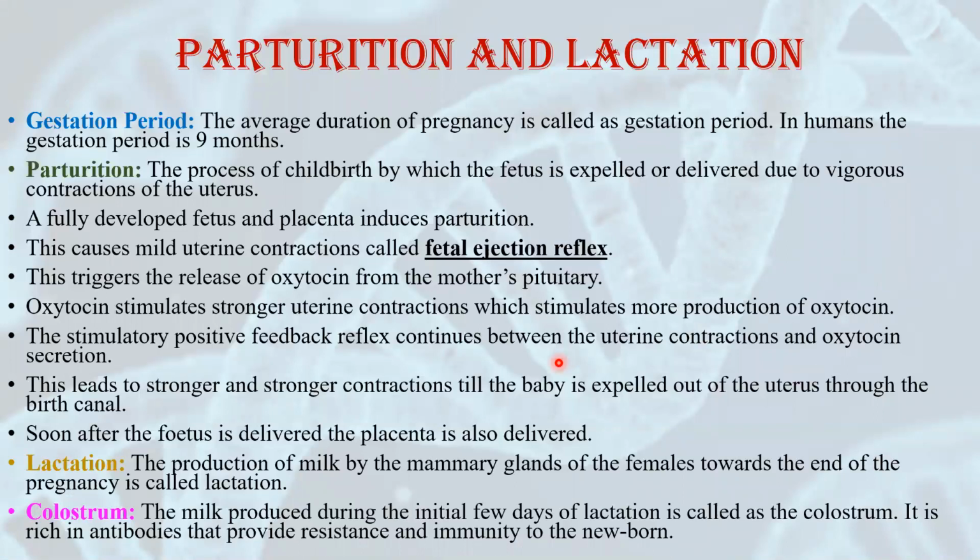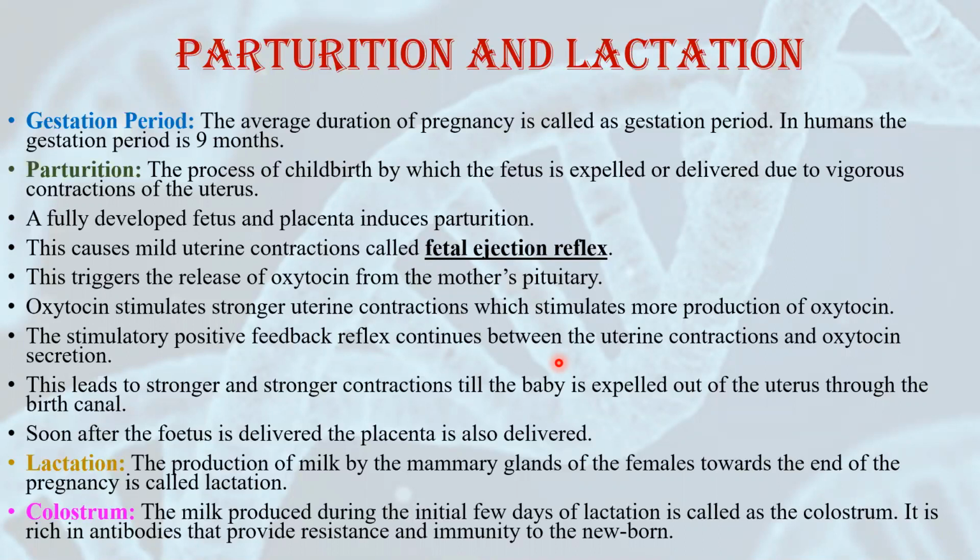Now, after parturition, there is another process which is known as lactation. Lactation means the production of milk by the mammary glands. As soon as the baby is born, the mammary glands of the females will start producing milk so that it can be fed to the newborn child.